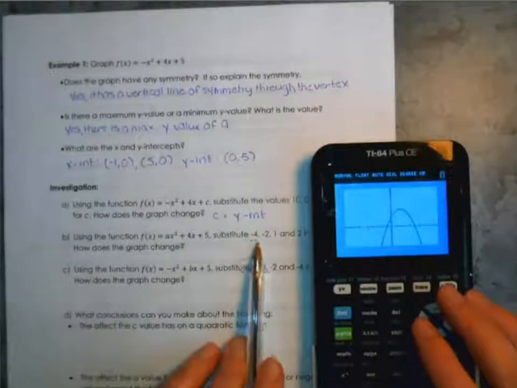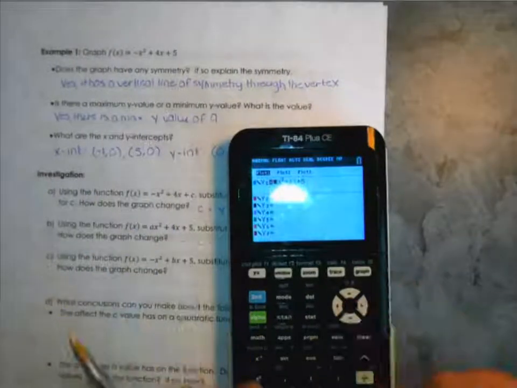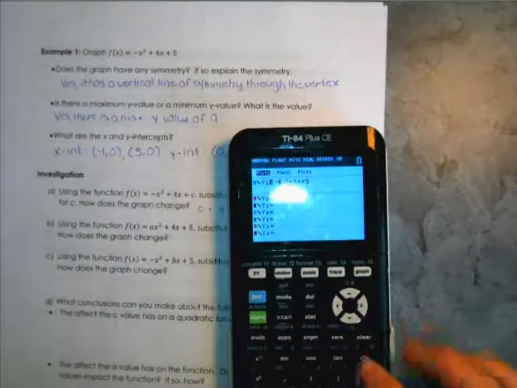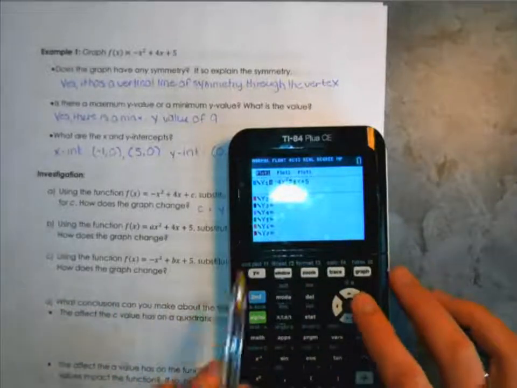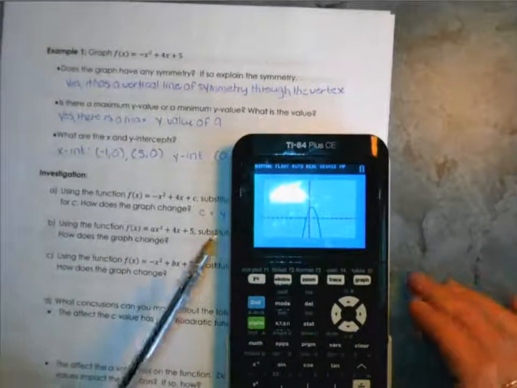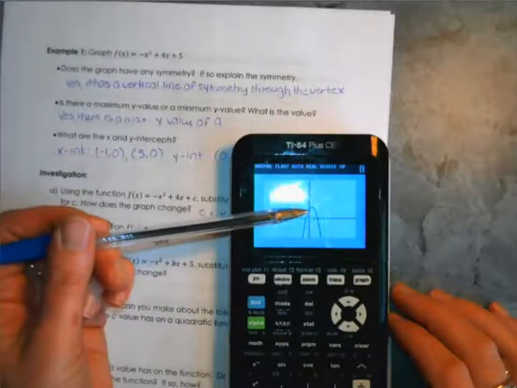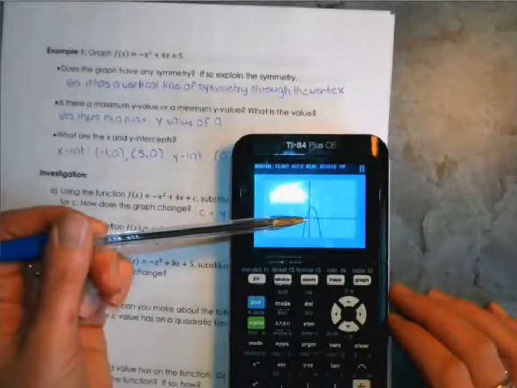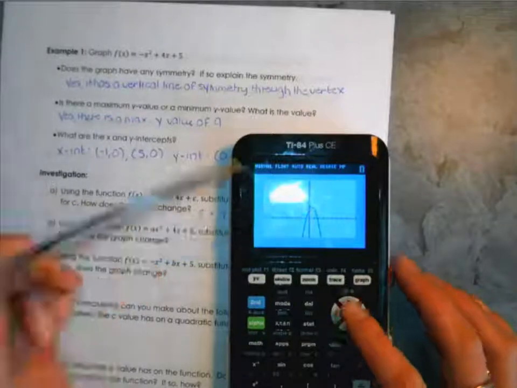Now, if we want to substitute in negative 4 for this a, let's go in. There we go. So negative 4x squared plus 4x plus 5. If we go to our graph, what looks different? Well, we can see the vertex is a little bit higher in this one. The y-intercept is no longer at the origin, right? It's still higher up. So a little bit of a change there.